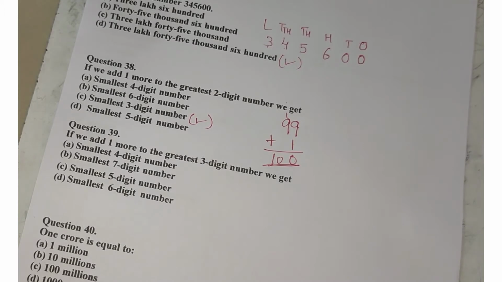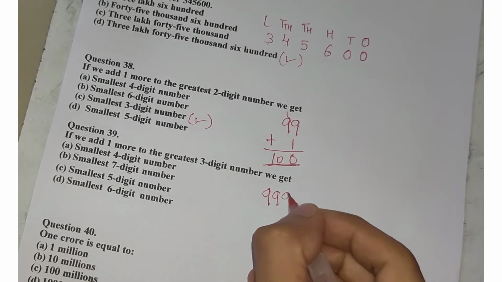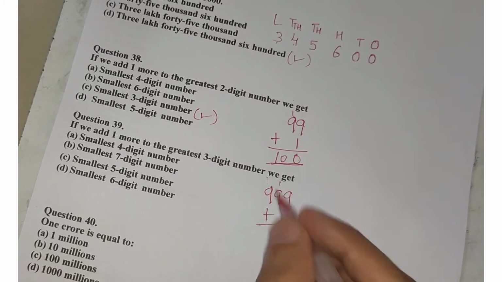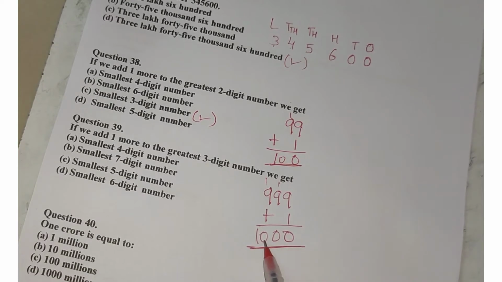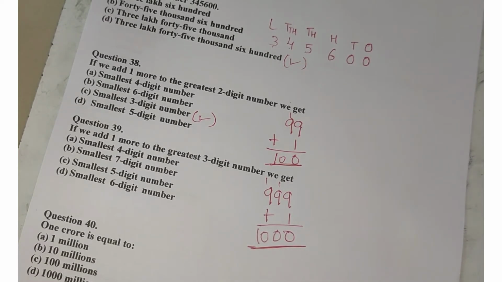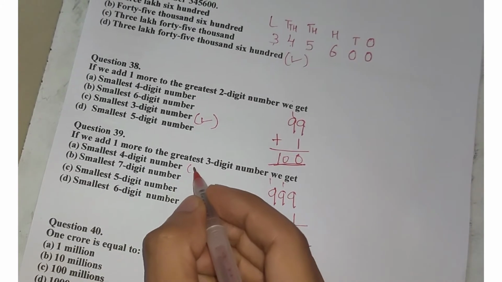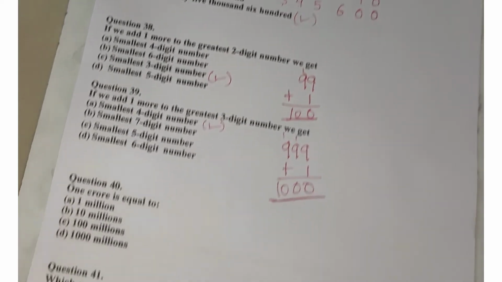Now question number 39. If we add 1 more to the greatest 3-digit number, we get, now the greatest 3-digit number means 3 times 9, right? 999 plus 1. So 10, 1 carry, 0, again 1 carry, 10. We have got a 4-digit number, and all these are the smallest digits, and this is the 1. So when we add the greatest 3-digit number with 1, we get the smallest 4-digit number, that is according to this question and options, we get option A as the correct answer.